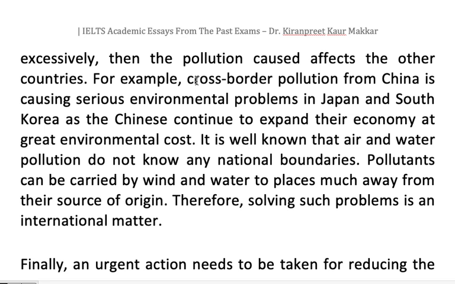For example, cross-border pollution from China is causing serious environmental problems in Japan and South Korea, as the Chinese continue to expand their economy at a great environmental cost. It is well known that air and water pollution do not know any national boundaries. Now, air will drift anywhere. It will not just affect that place where the pollution is being caused, but the air will drift anywhere, and with that the pollutants will also go. And similar is the case with water. If one country dumps its waste in the water, this water will drift to other places also.